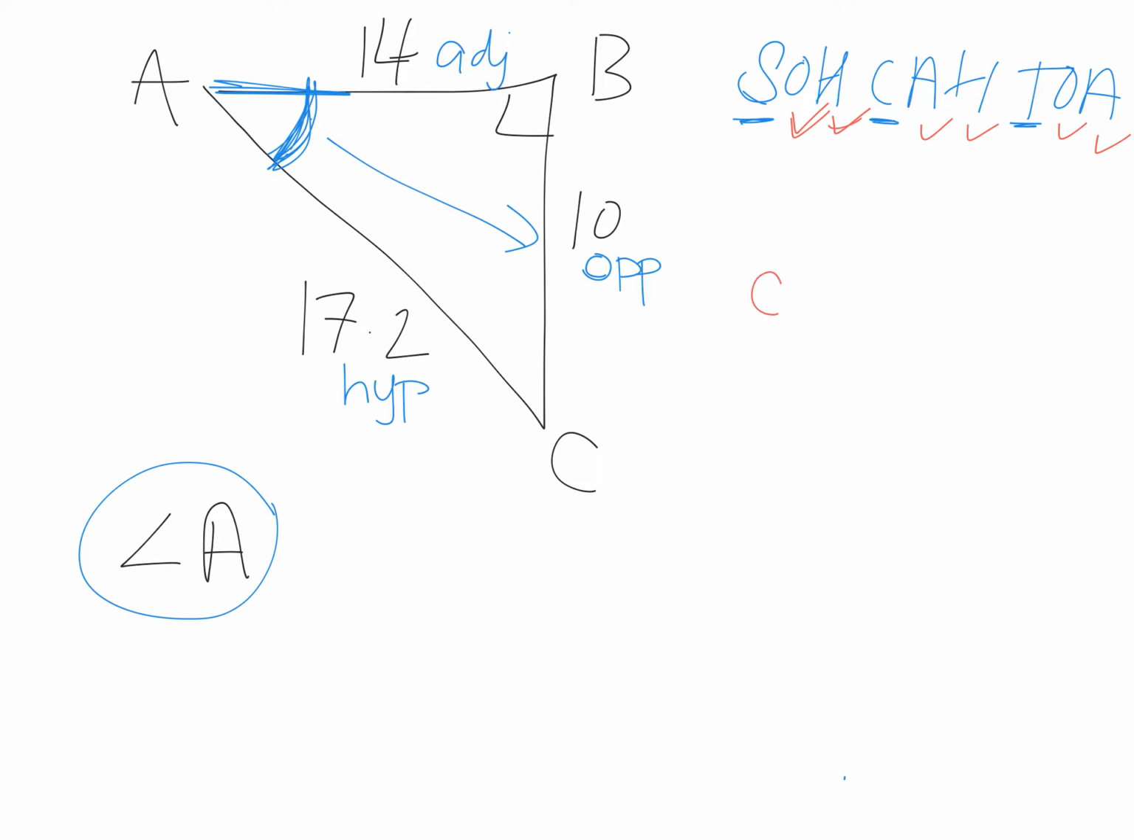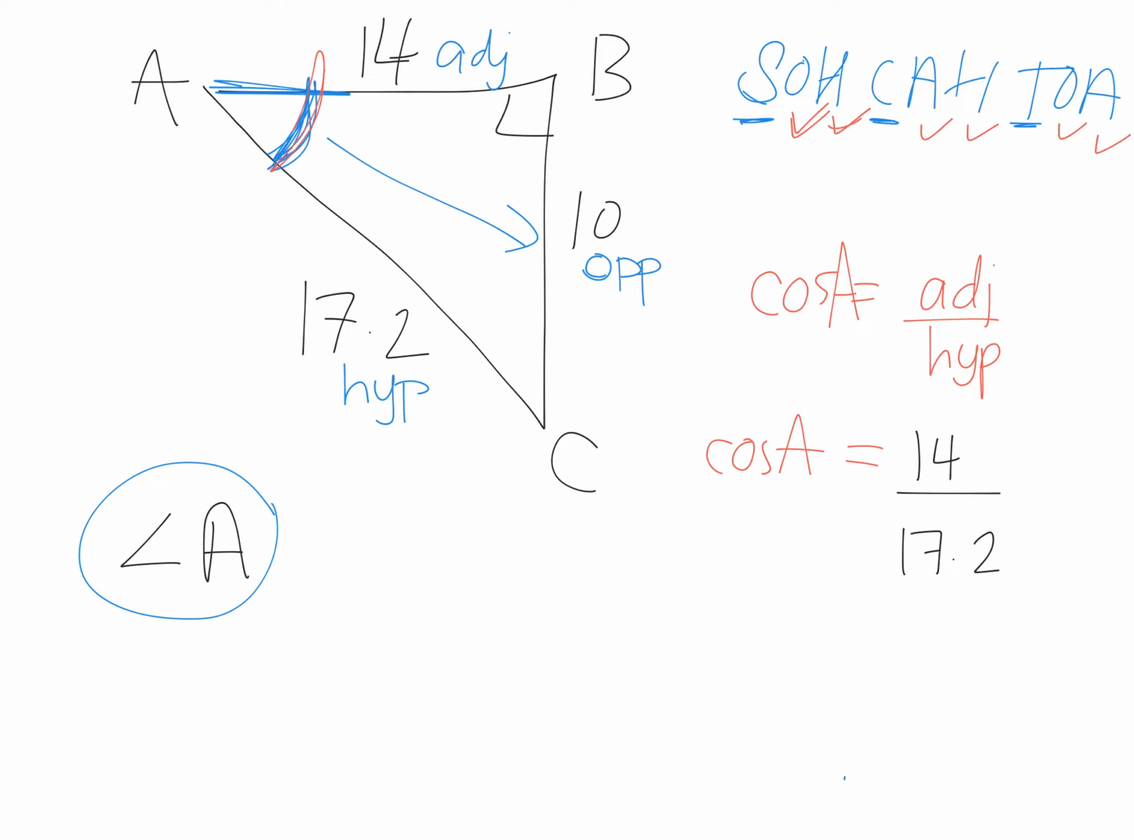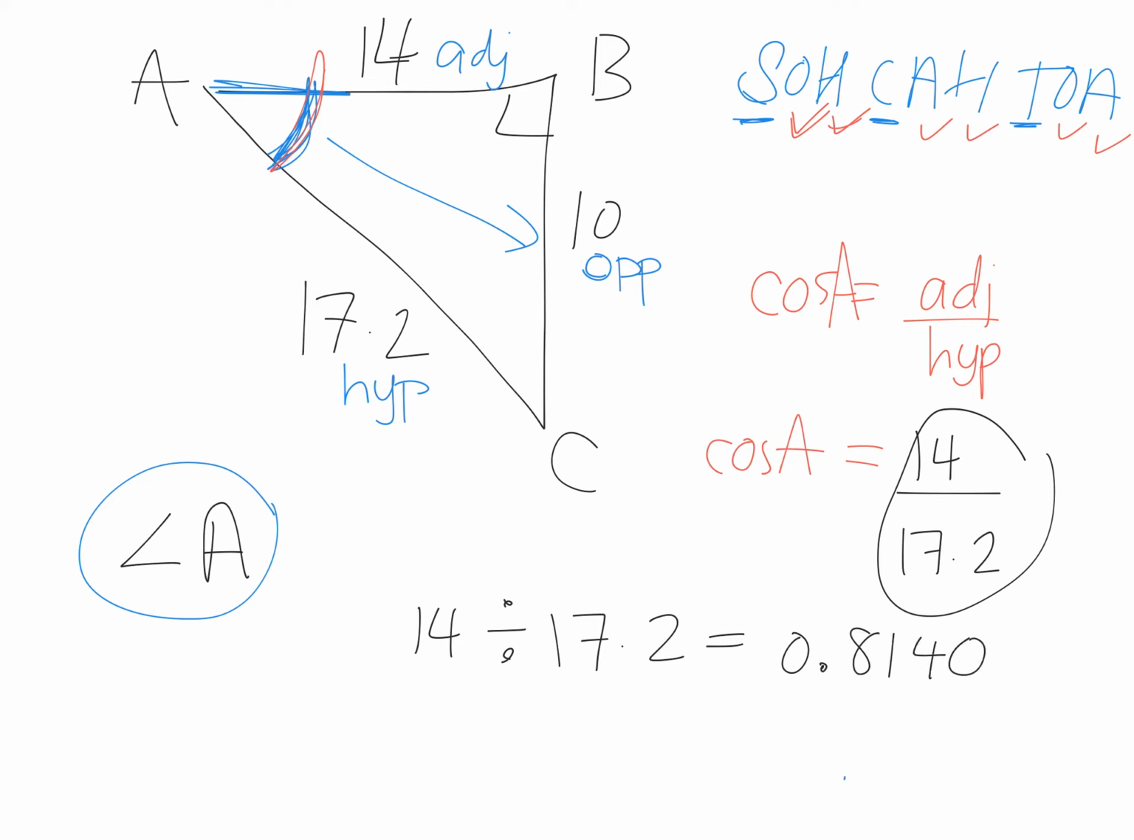Cosine? Cosine ratio is equal to adjacent over hypotenuse. So we're trying to figure out the missing angle, cos A. What is the adjacent side length? 14 over, what's the hypotenuse? I'm going to show you how to find the angle. The first thing you need to do is calculate this as a decimal. Write out the steps right now. 14 divided by 17.2 is equal to what? We'll round it to 4 decimal places: 0.8140. Is angle A equal to 0.8140?